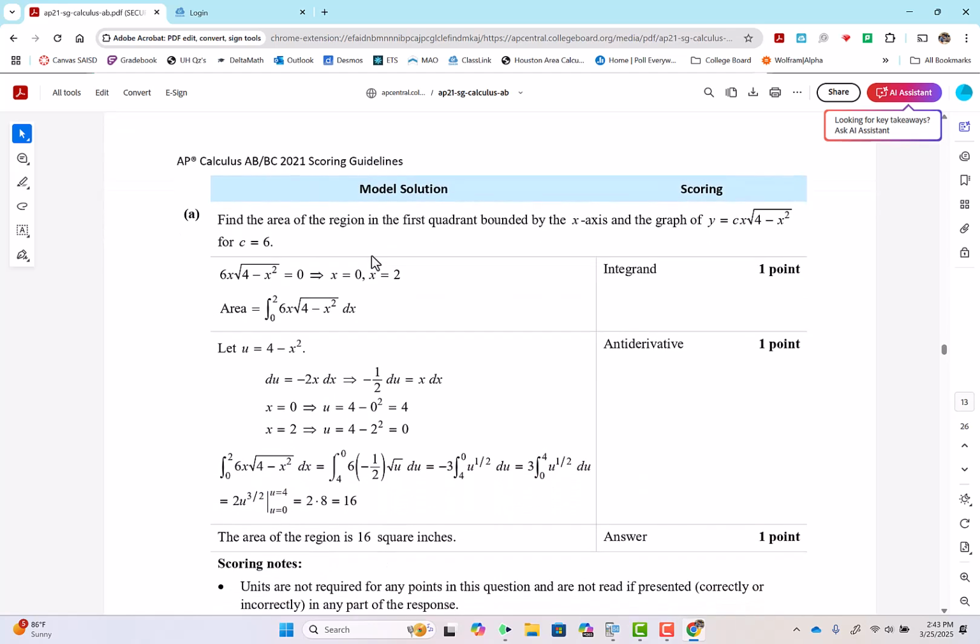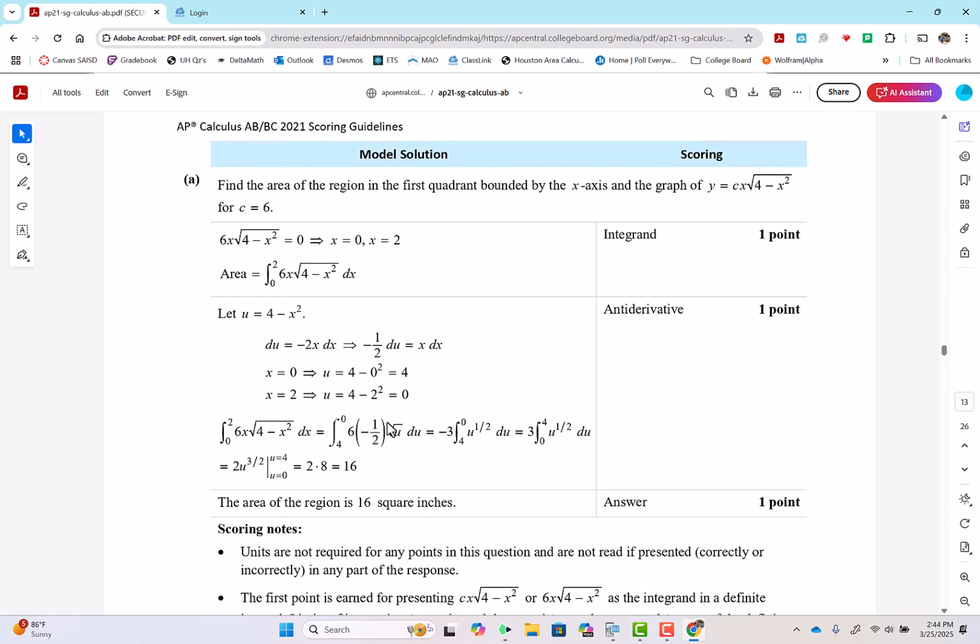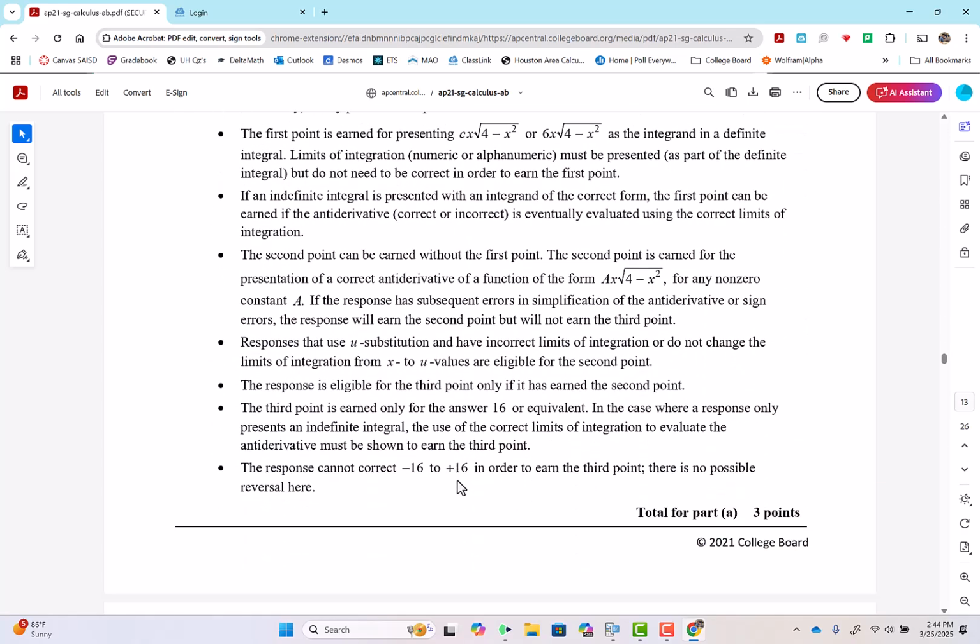Letter A was worth 3 points. Did we get 1 point for the integrand? Did we do area, 0 to 2, 6x squared to 4 minus x squared dx? Yeah, look, they give you a point for the integrand. All right, guys, come on, focus. Letter B, did we do the antiderivative correctly? Yep, and then letter C, the answer. We didn't write 16 square inches. It would have been nice if we had written that, but I think you're still good because it didn't say anything about the units. And there it is, 3 points. All right, let's go to letter B.